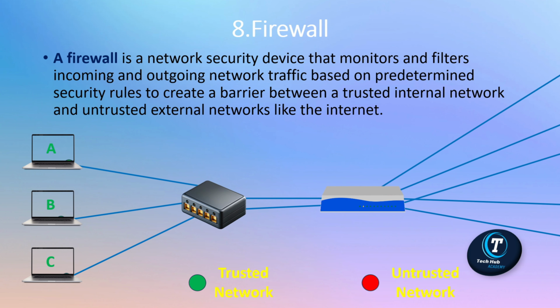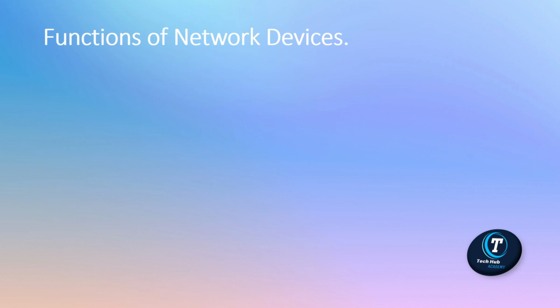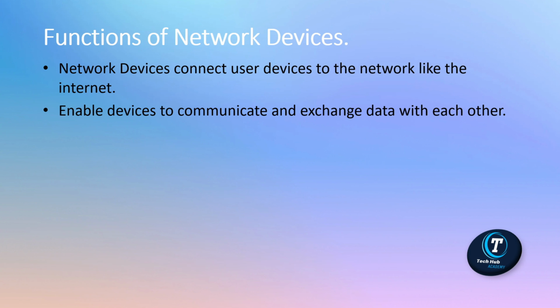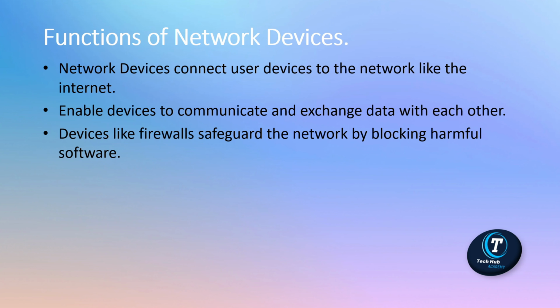Functions of network devices. Network devices connect user devices like computers, phones, and tablets to the network like the internet, allowing them to communicate and share resources. They are essential for devices to communicate and exchange data smoothly with each other, like information and files. Devices like firewalls safeguard the network by blocking malicious data, viruses, unauthorized users, and more.